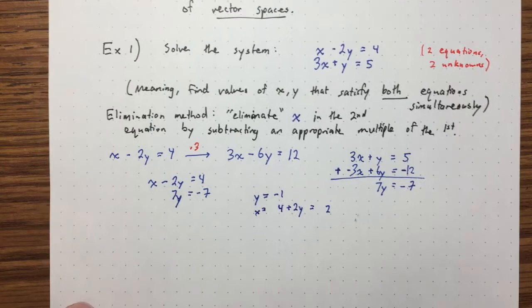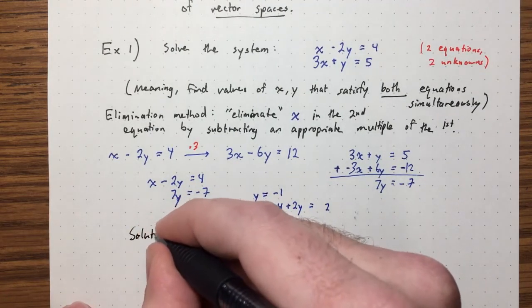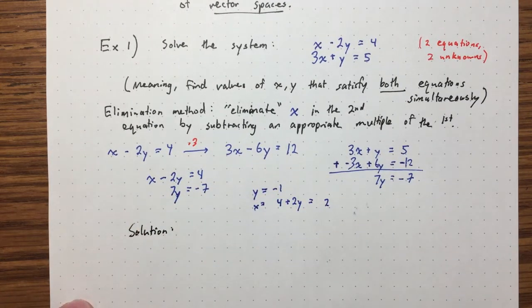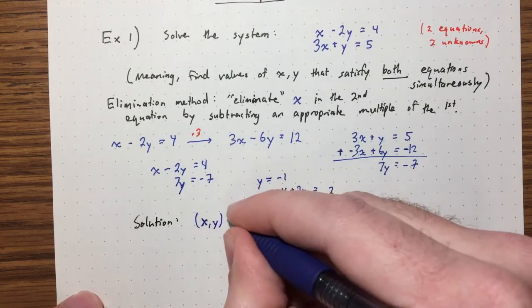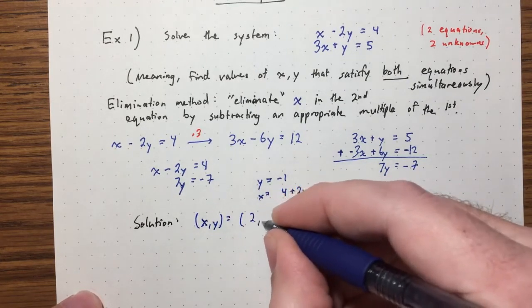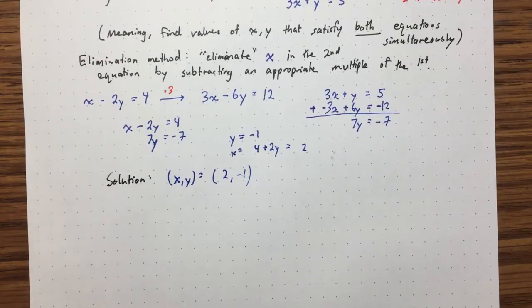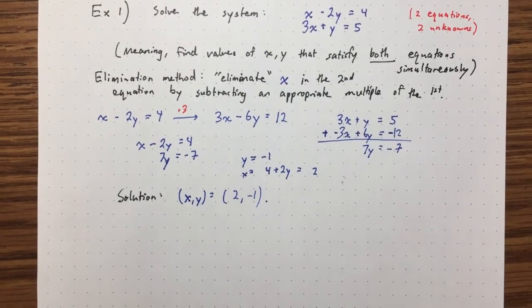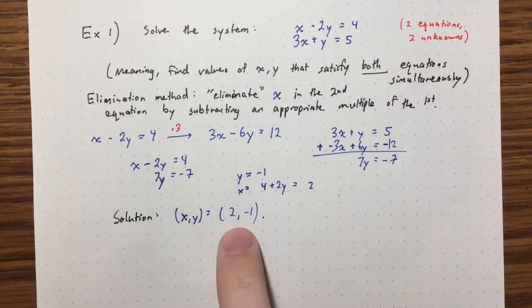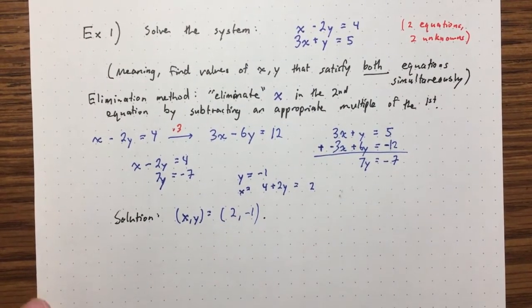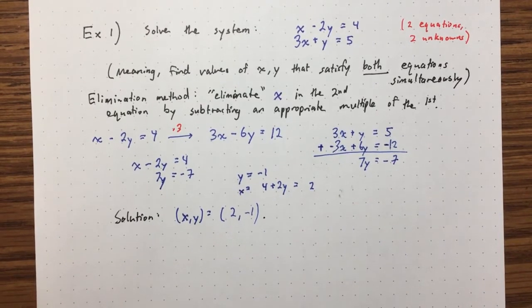So my solution is, let's write it like this: (x, y) equals, x is 2 and y is negative 1. So here's my solution. Okay, so this linear system has a solution. It has a unique solution, and that solution is (2, negative 1).